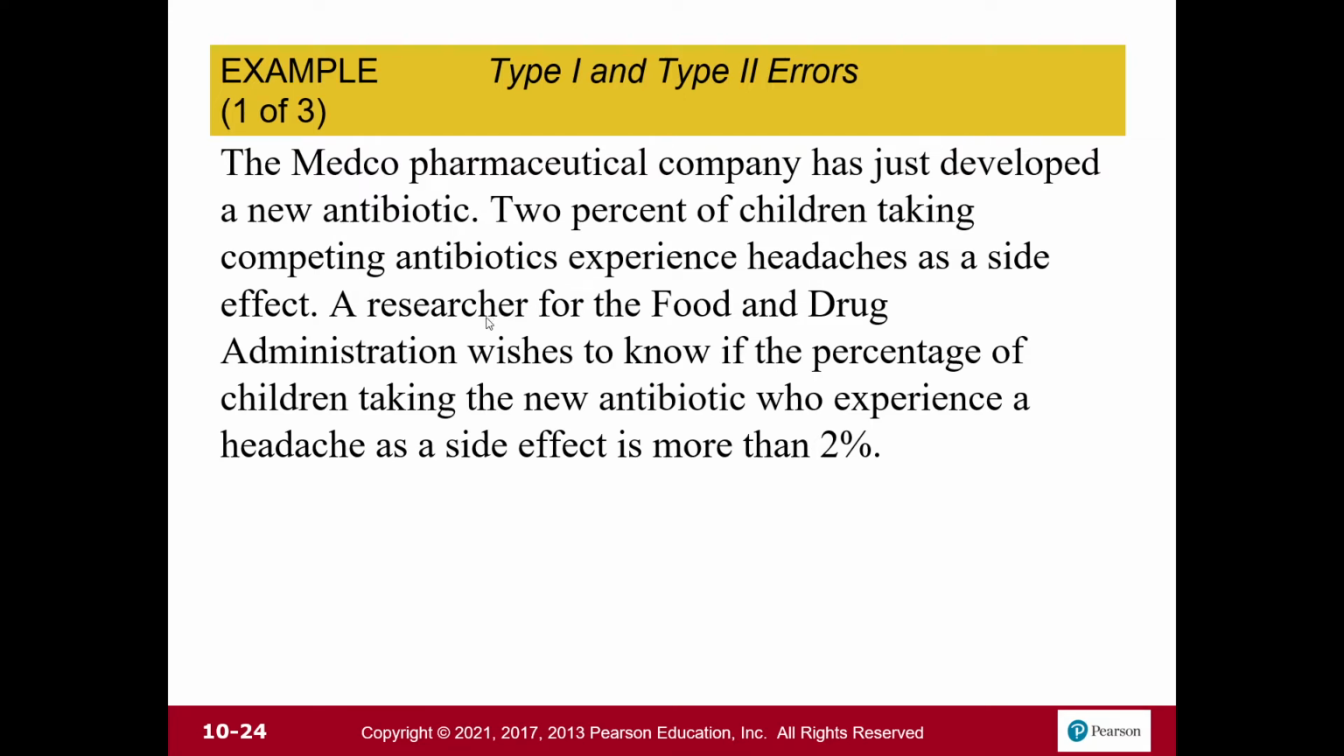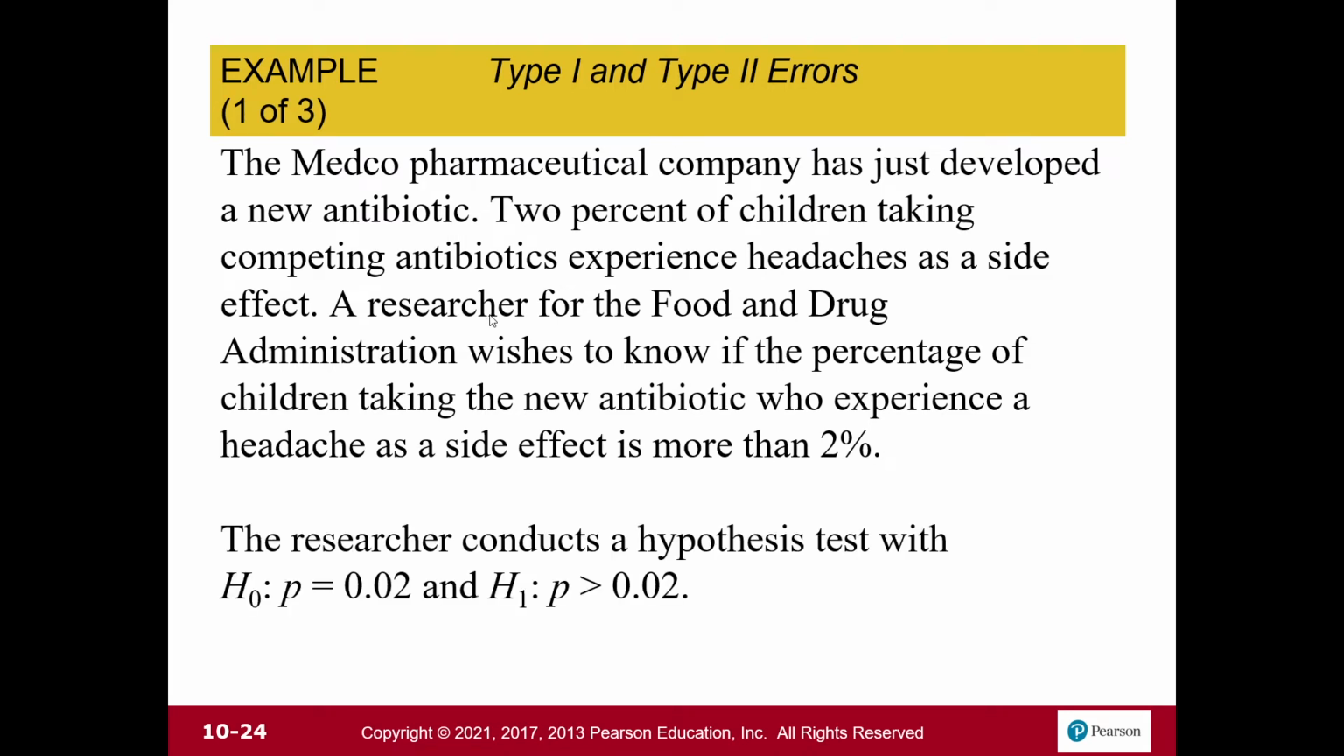So here we have a problem, and the researcher conducts a hypothesis test with H null P equals 0.02 and the alternative P is greater than 0.02.